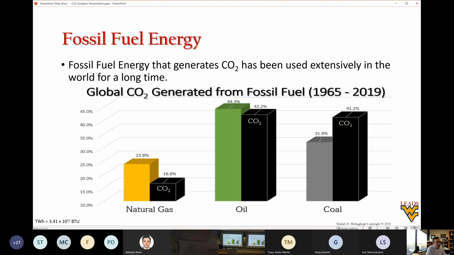However, how much CO2 was historically generated by them? Although natural gas was used at about 25%, it only produced 16% of CO2, while coal, at 32%, created 41% of the CO2, and for oil it is almost the same amount.